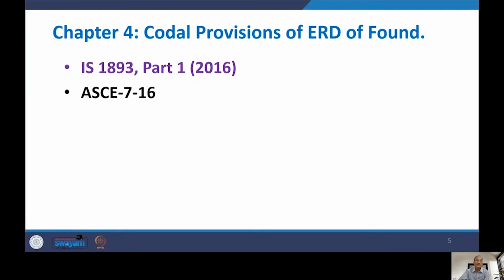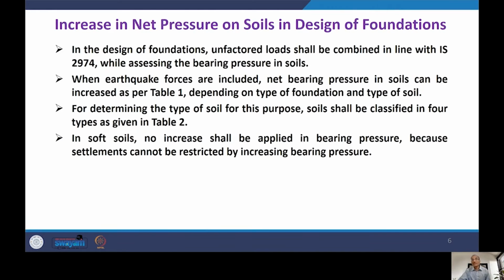First of all, what is given in this code related to soils or foundations that we are going to discuss. What I'm going to discuss is taken from this code only, and I'm going to explain each and every part and its implications. When we talk about the design of foundations, unfactored load shall be combined in line with other relevant Indian codes while assessing the bearing pressure in soils.